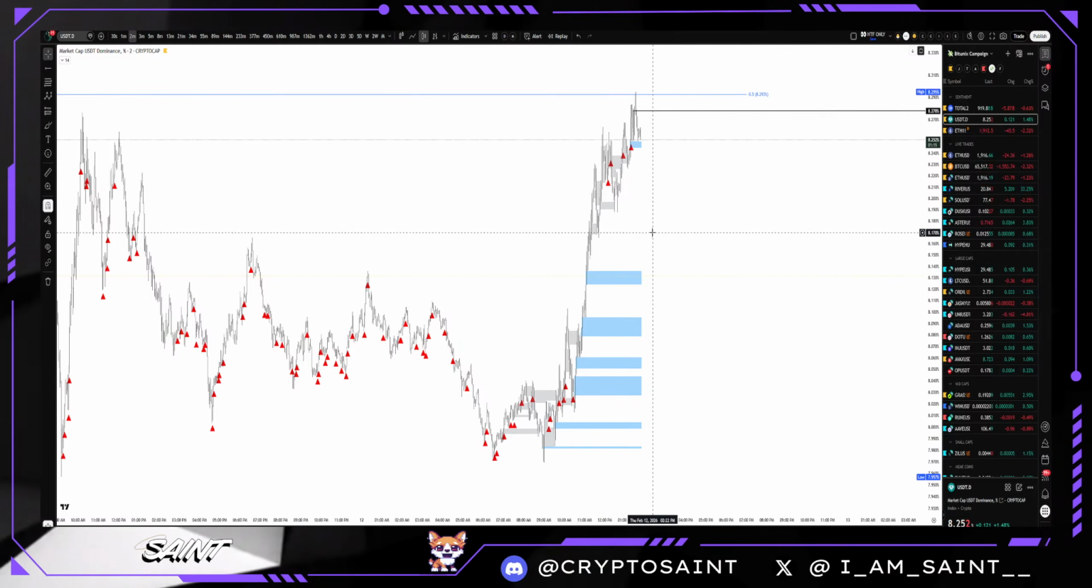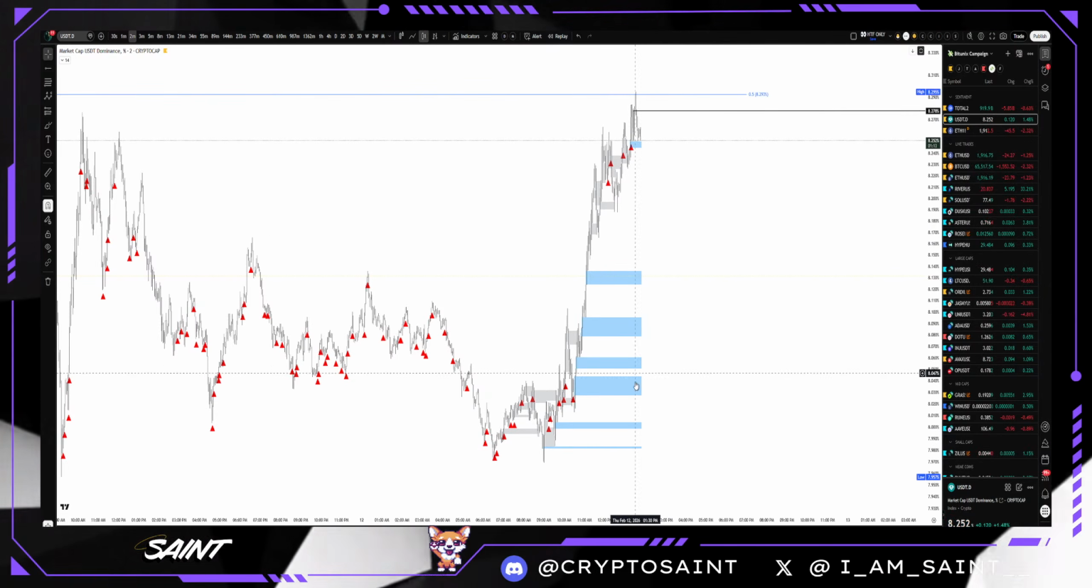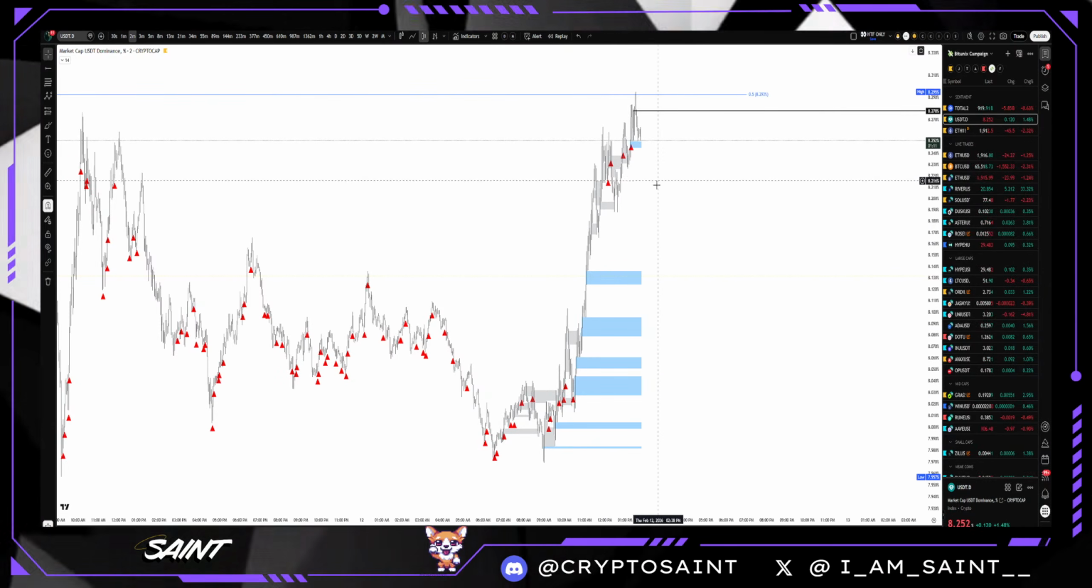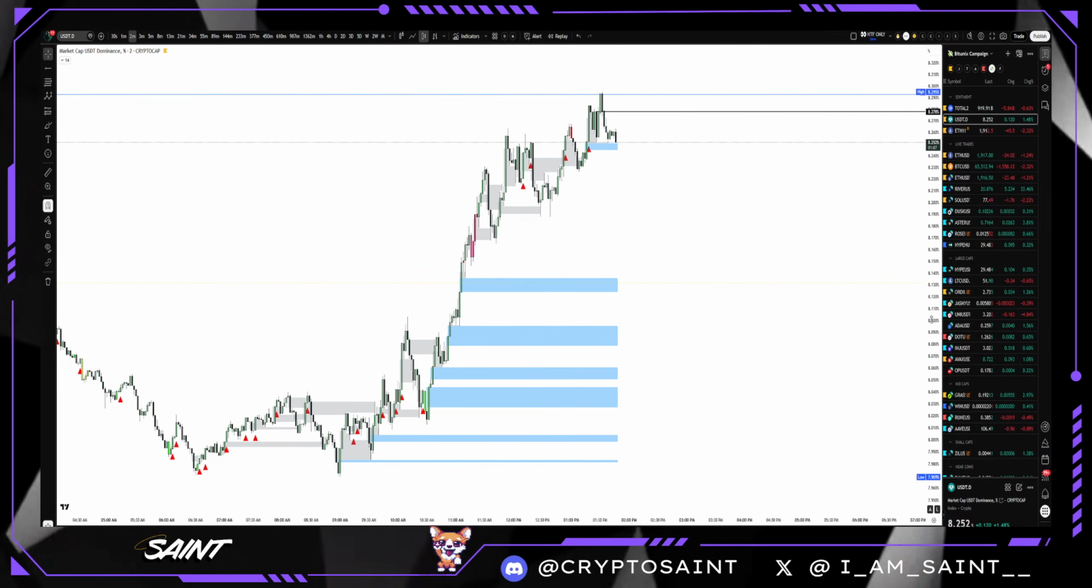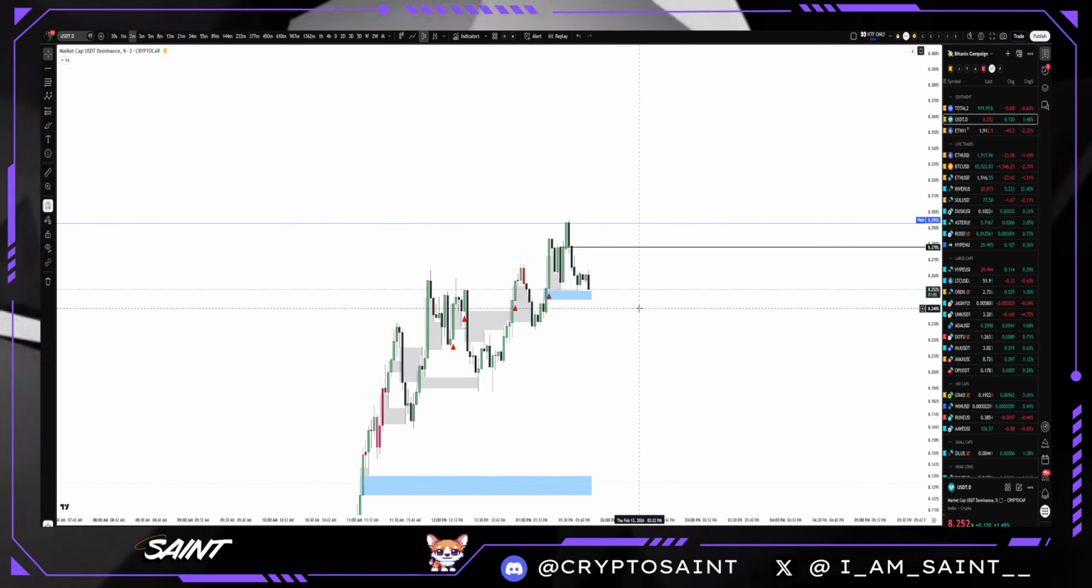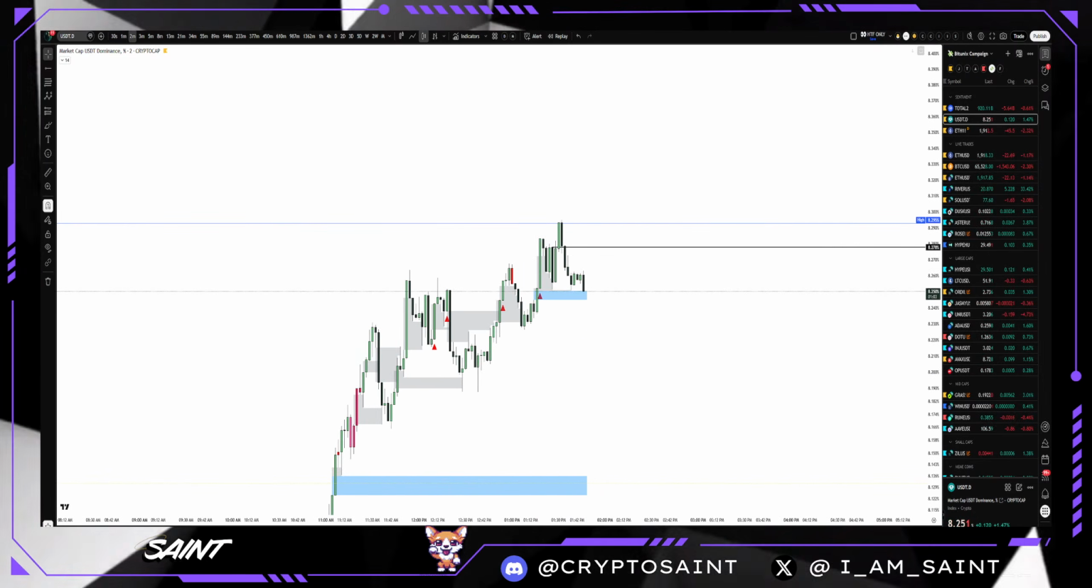Yeah, man, that would be amazing if it just retraces this entire move down. I gotta watch for this fair value gap, see what occurs here, if it bounces off of it, or if it takes it.